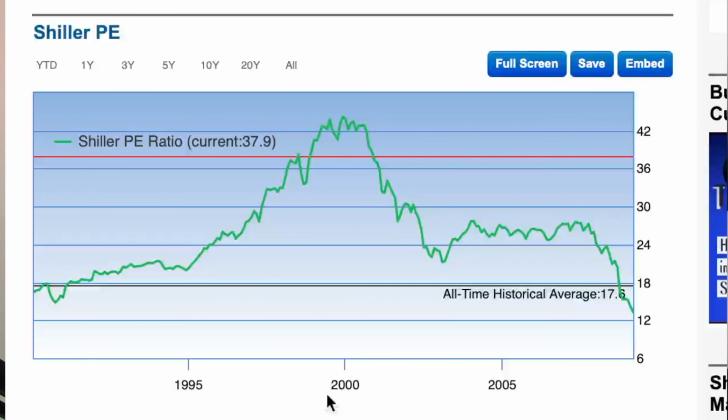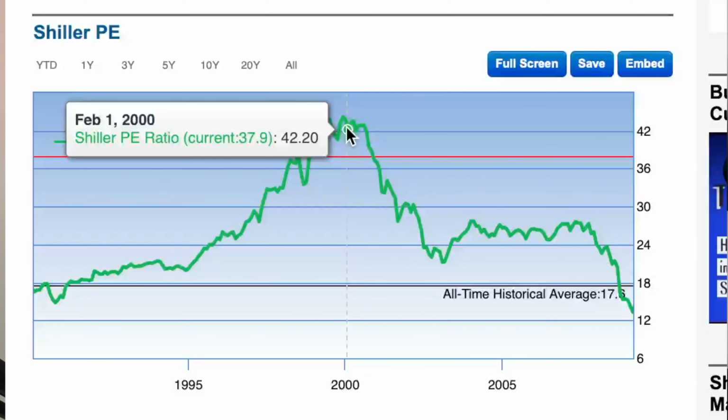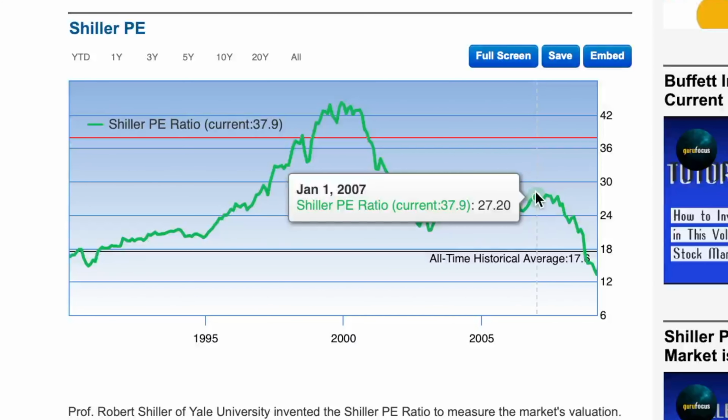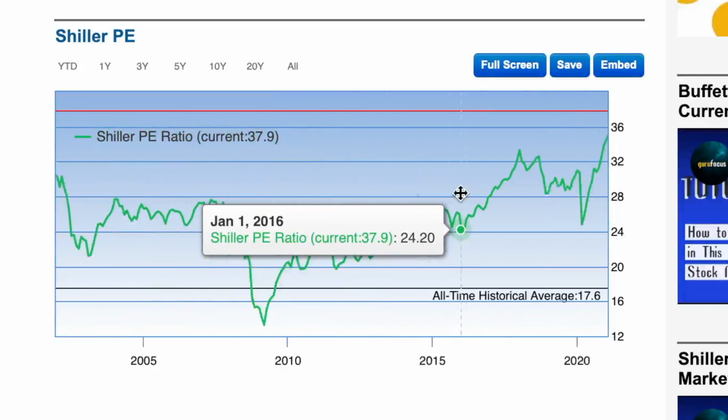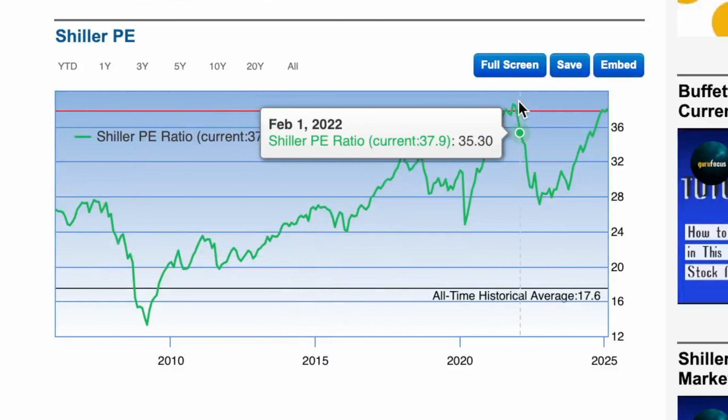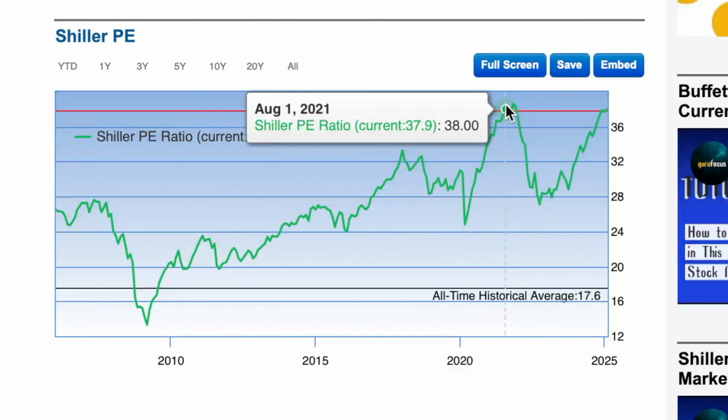Historical perspective. Dot-com bubble, year 2000: the Shiller PE was about 44.2. The market crashed. 2008 great financial crisis: the Shiller PE was 27, nearly overvalued, and stocks tanked. 2021, post-COVID boom: the Shiller PE hit about 38. The stock market overheated and crashed.